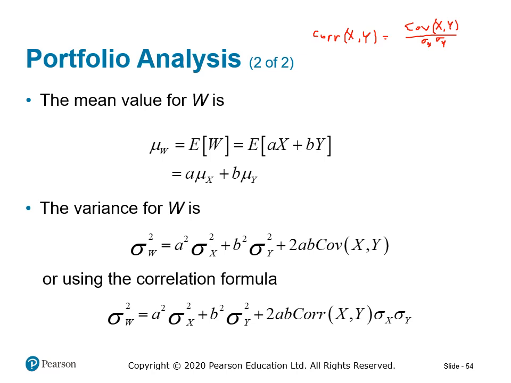So that's what we have here, right? Instead of writing the covariance of x and y, I'm going to have the correlation of x and y times the standard deviation of x times the standard deviation of y.